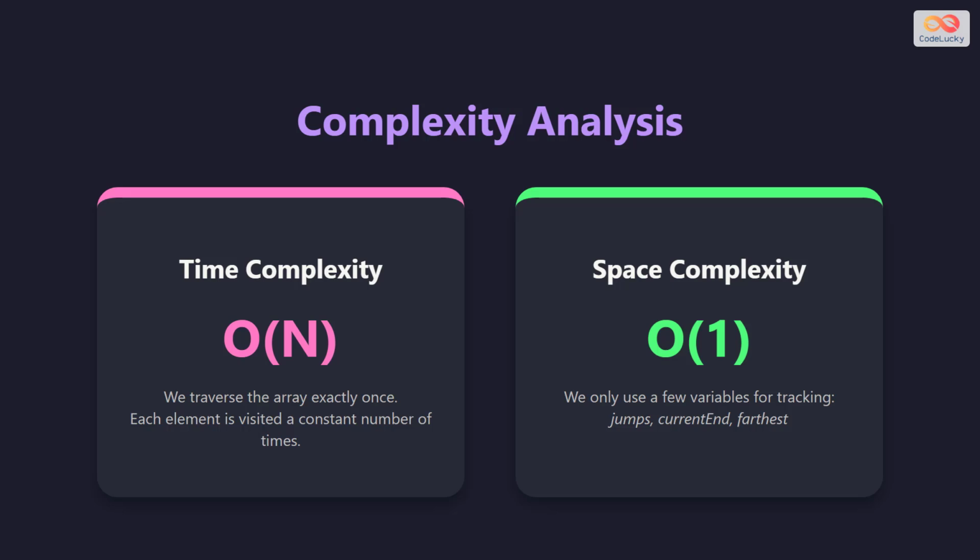Let's analyze the complexity. For time complexity, we have O of n. This is because we traverse the array exactly once in a single pass. For space complexity, it is O of 1. We are not using any extra data structures like arrays or hash maps, just a few integer variables.